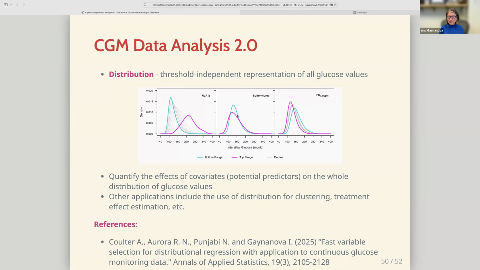So in this case, for example, these are two density functions corresponding to the drug sulfonylurea and other oral diabetes medication, where we show that people who are on the drug in general have a wider density, meaning they exhibit higher variability in their glucose levels compared to the people who are not on the drug. And there's some other covariates effect that we found. So this has a lot of potential for looking at the whole distribution that is threshold independent. You can use this whole distribution for patient clustering and treatment effect estimation and other context, giving you more power compared to fixing thresholds at a particular level.